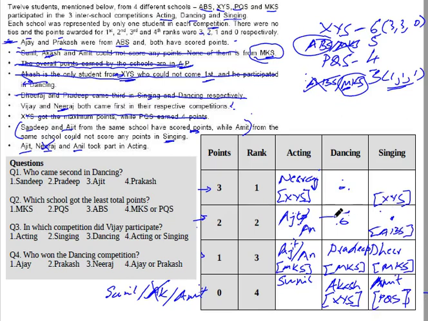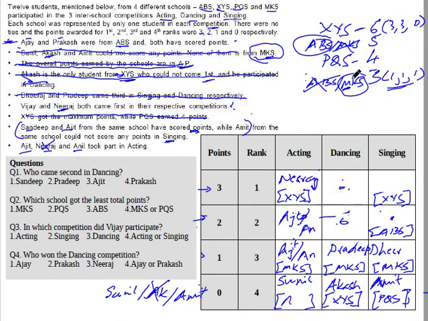Okay. Now let's look at here. MKS is fixed, XYS is fixed. This can be either ABS or PQS. Now if PQS comes last twice, then it will not be able to get 4 points. So this has to be ABS. So ABS gets a 0. So this will be 0, 2 and 3. That's the only way to get 5. So this will be ABS, this will be ABS.